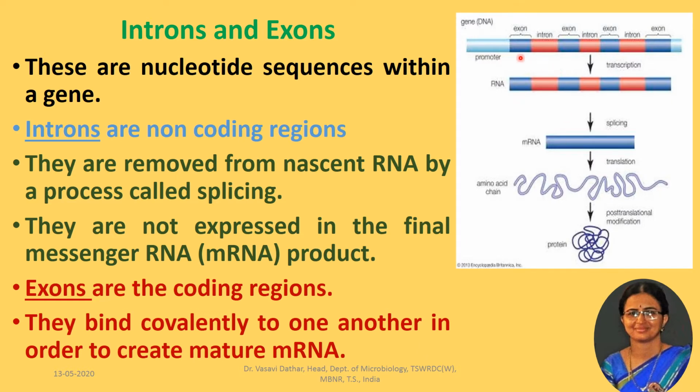In this picture we can see that this is the DNA with many exons and introns, and DNA is transcribed into RNA along with the exons and introns. This is the nascent RNA, and the nascent RNA undergoes splicing where the introns are removed and only the exons will bind together. These exons will in turn translate into protein.